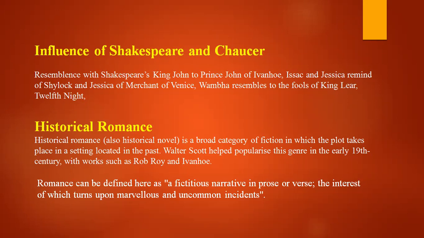Prince John is a character in Ivanhoe that we will do in detail later. So Prince John in Ivanhoe has this resemblance with King John by Shakespeare. There are other characters like Isaac and Jessica. They remind us of Shylock and Jessica of The Merchant of Venice, written by Shakespeare. Similarly, Wamba, the fool, resembles the fools in plays like King Lear and Twelfth Night. And we find similar characters in Ivanhoe and other novels of Sir Walter Scott as well.